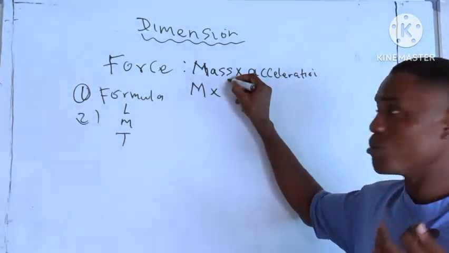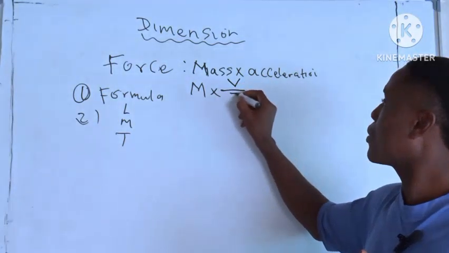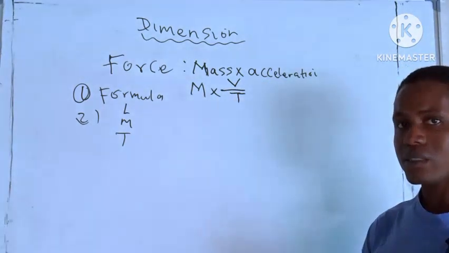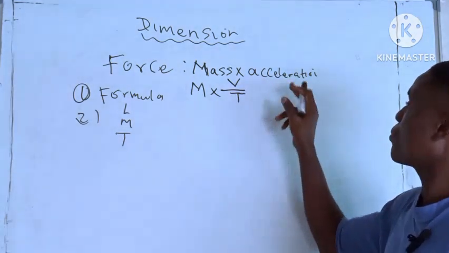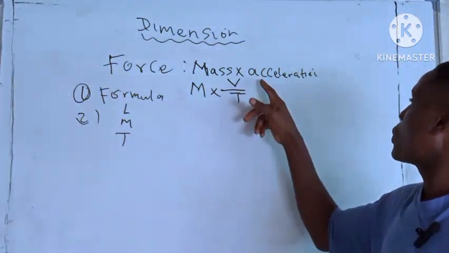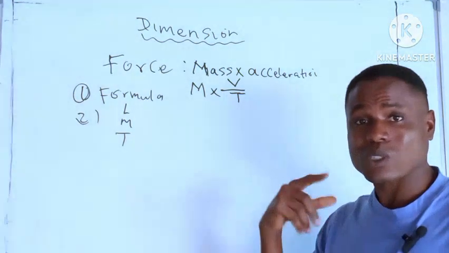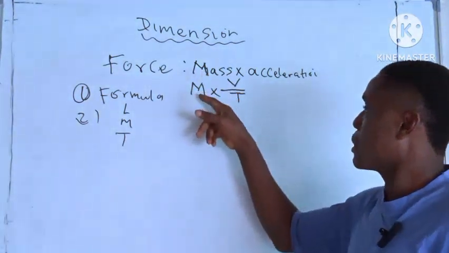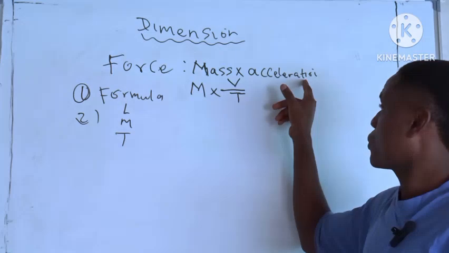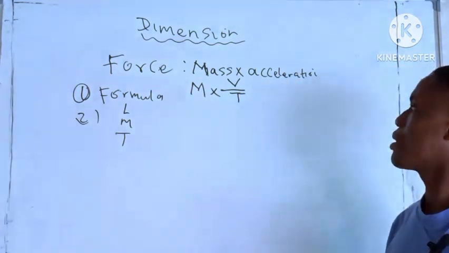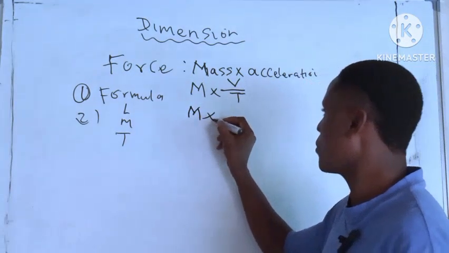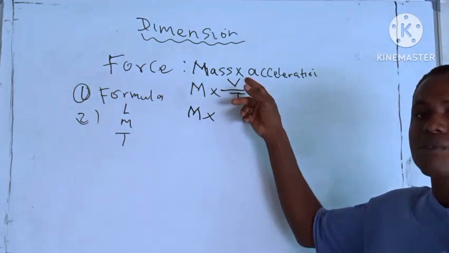So let's just use the symbols, velocity all over time. Do you understand? This is the formula of acceleration. The formula of acceleration is what? Velocity all over time. So you will not write acceleration here again. This is the symbol of mass, multiplied by velocity all over time. So let's come down. So m, this is the mass, multiplied by this, v stands for what?